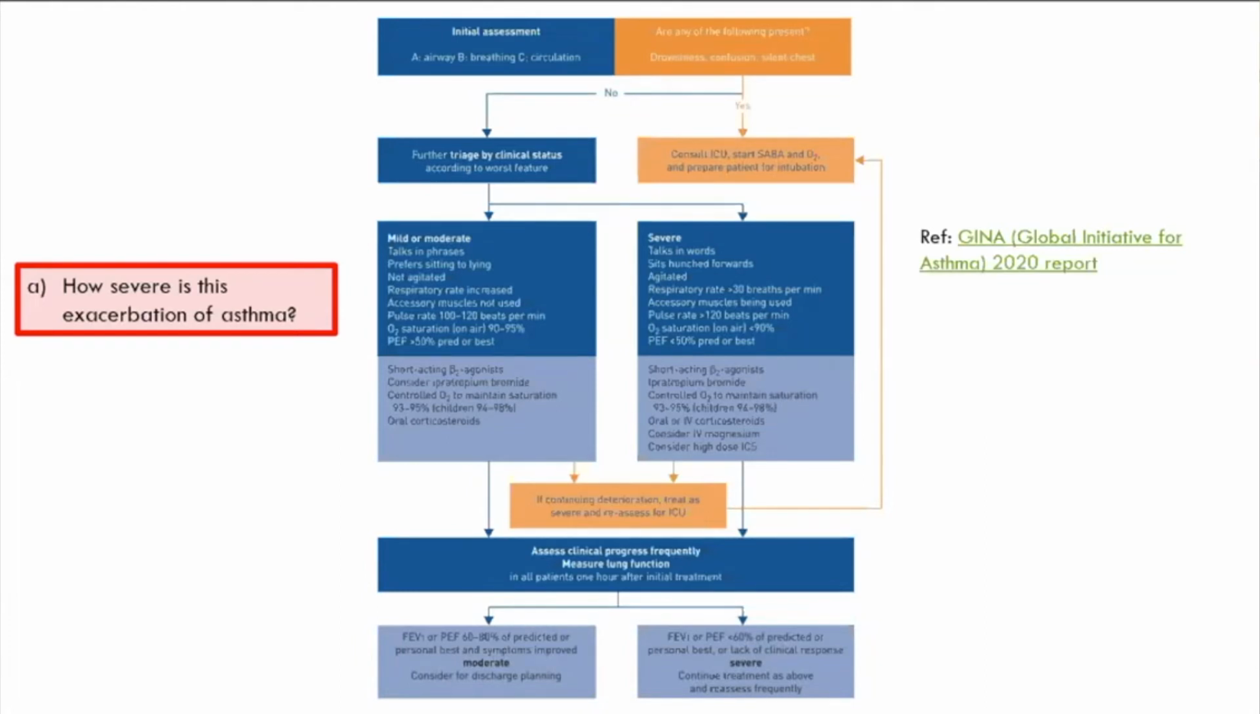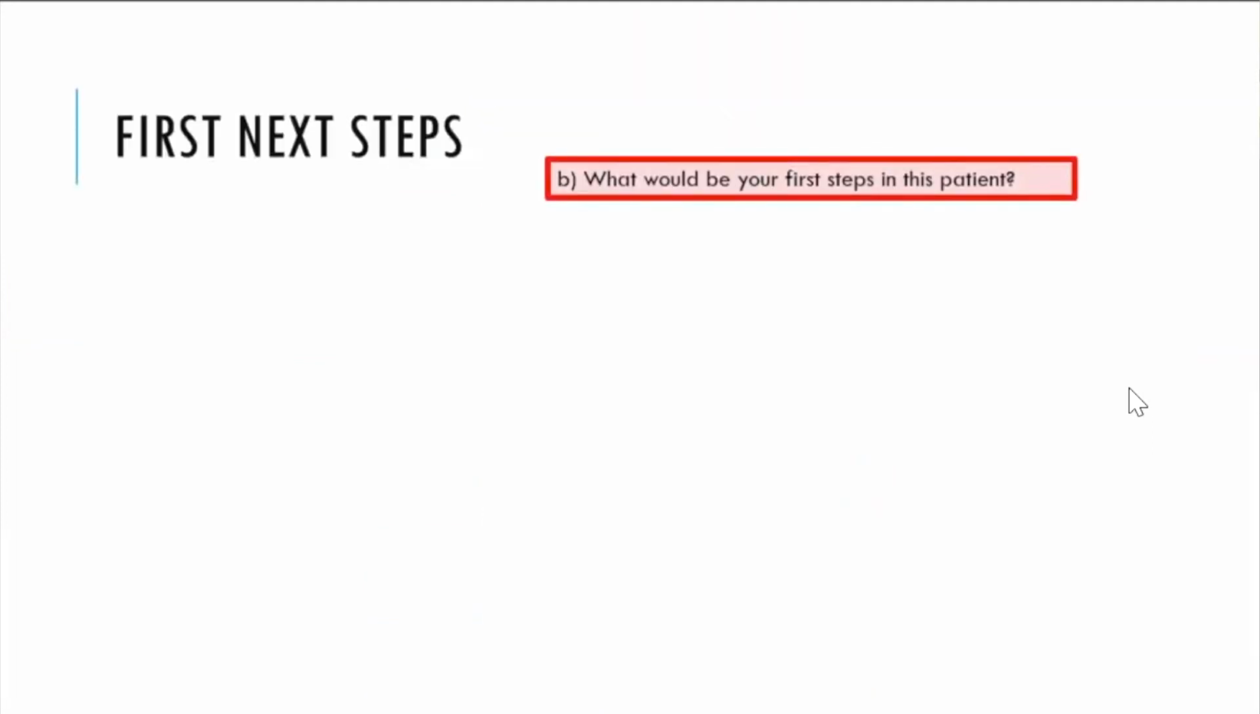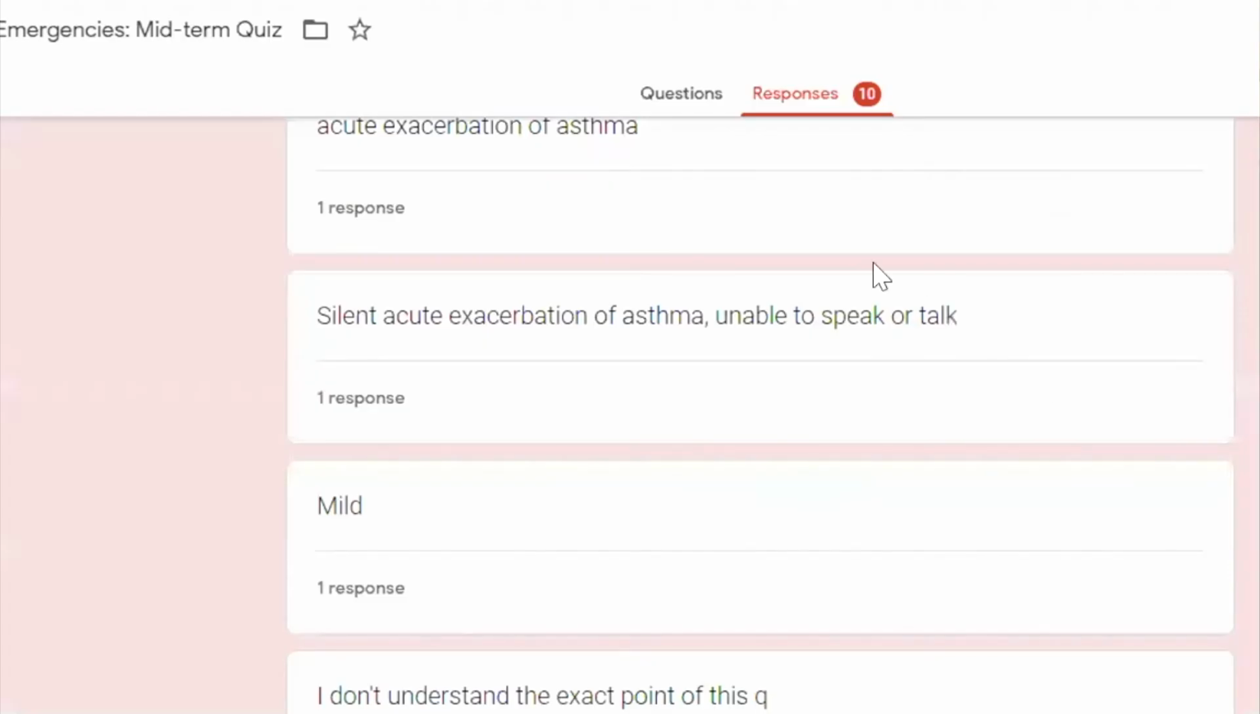So it's really important for us to figure out how severe the exacerbation is. There's other guidelines that exist as well that use peak expiratory flow, which is also really, really important, but I put this in because this is clinically really easy to understand and something that we use every day as well. So the next question was, what would be your first steps in this patient?